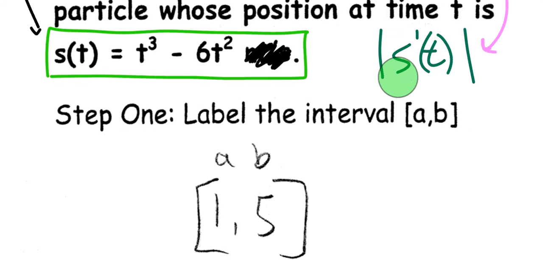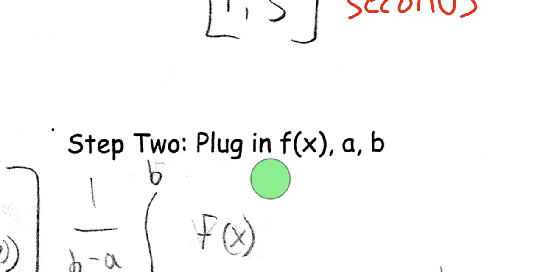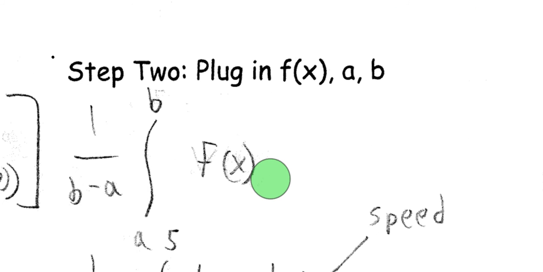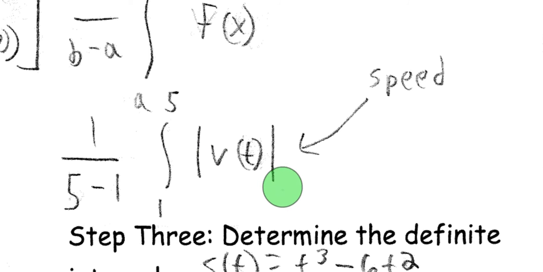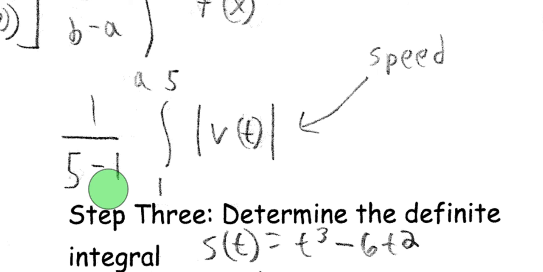First of all, we have to have an interval. The interval is from 1 to 5, and I'm just going to write seconds there. Next, plug in f of x, a, and b. So f of x, again, is not a position function. It is our speed, which is the derivative of the position, and take the absolute value of that. So we're going to integrate from 1 to 5 of 1 over b minus a, so it's going to end up being 1 over 4 times the integral from 1 to 5 of the speed function, which is the absolute value of velocity.